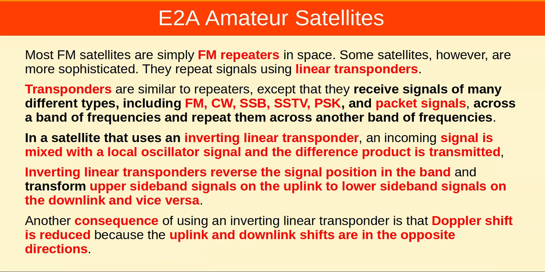Most of the satellites that are doing FM actually operate like a repeater. There are some that have linear transponders, and there's some that have inverting linear transponders. Typically, the transponders will do all the modes: FM, CW, single sideband, PSK, which is a digital mode, packets, which are digital. And they receive it on one frequency and they retransmit it on another band of frequencies.